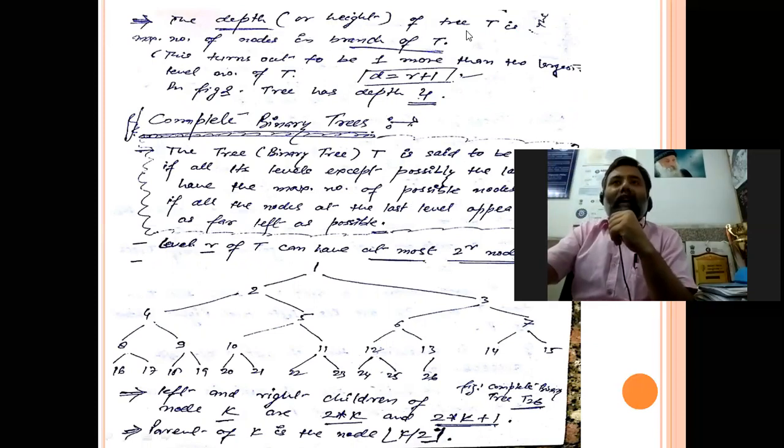Depth or height of the tree is the maximum number of nodes in a branch of a tree. And we have the formula for depth: d is equal to r plus 1. It turns out to be 1 more than the largest level of the binary tree. r is the largest level number of any node in the binary tree. So if the maximum level is 3, the depth will be 3 plus 1, that is 4.